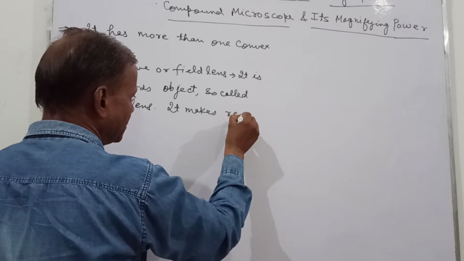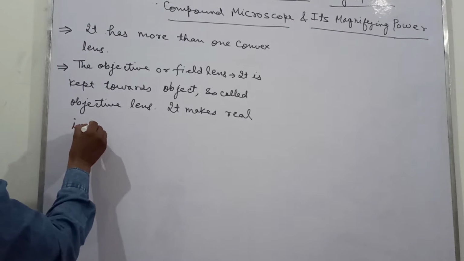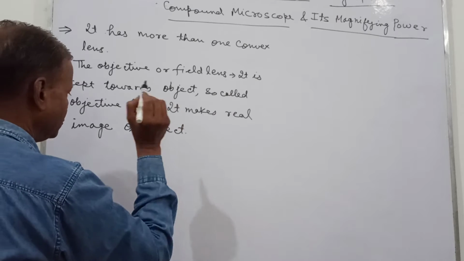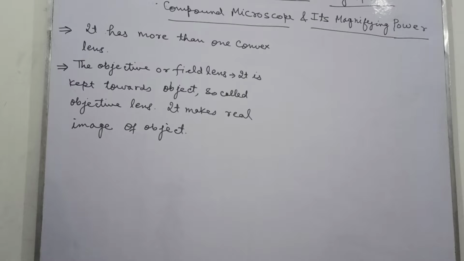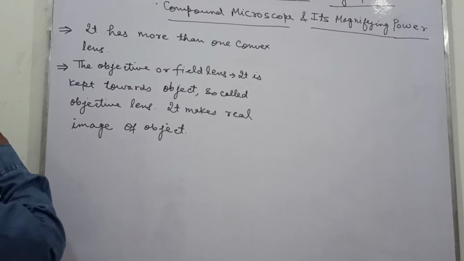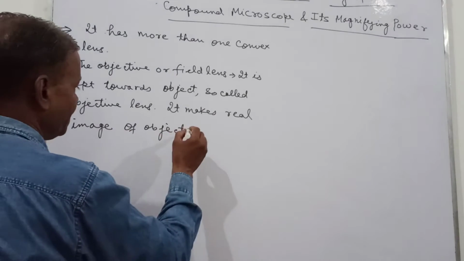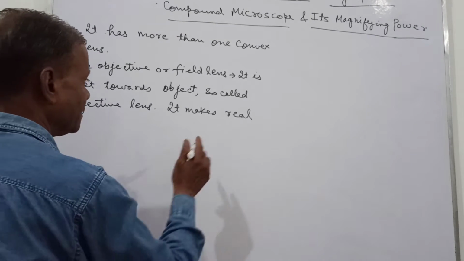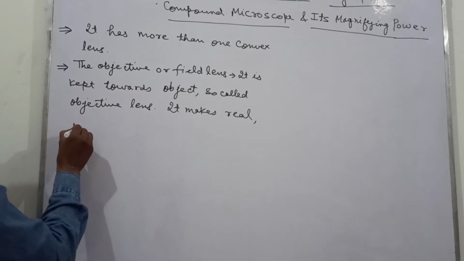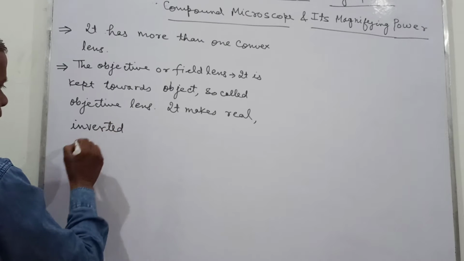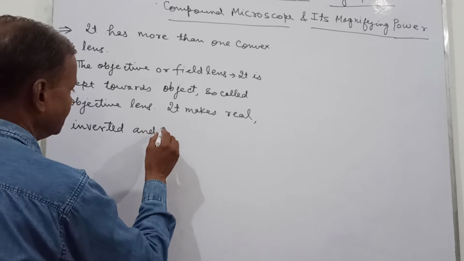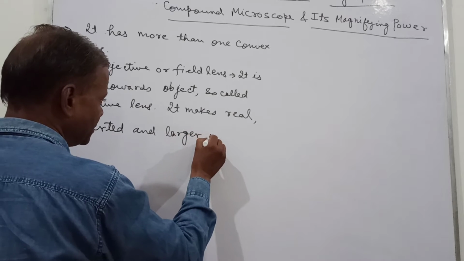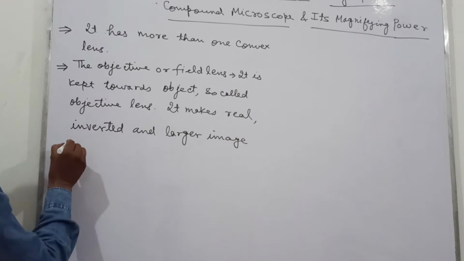It makes a real image of the object. Real, inverted and larger image of the object.